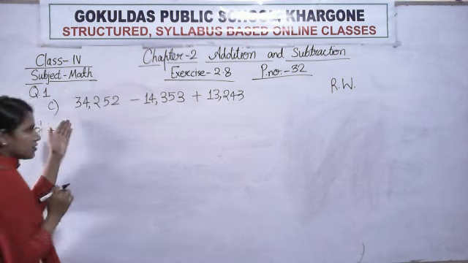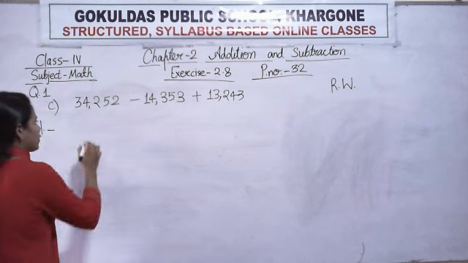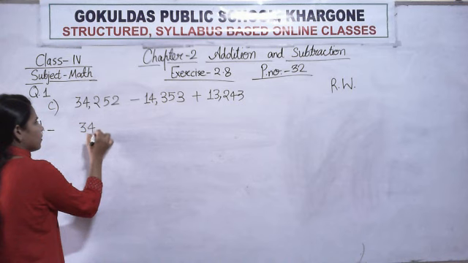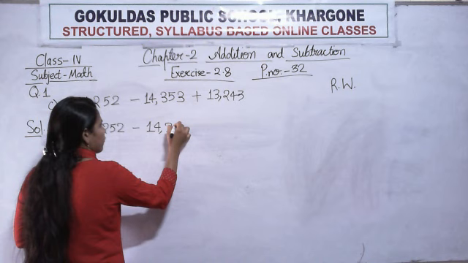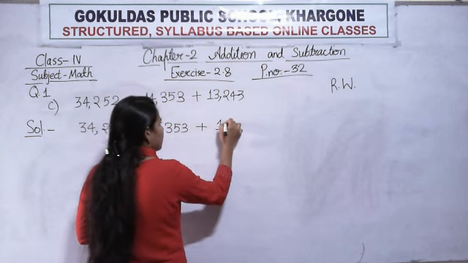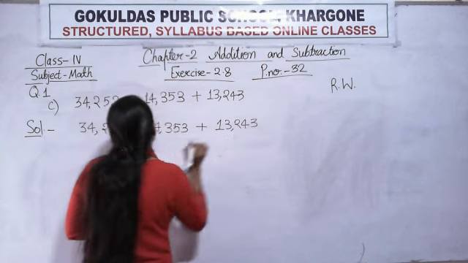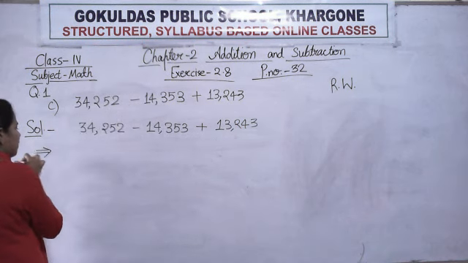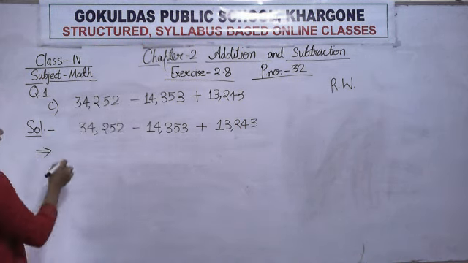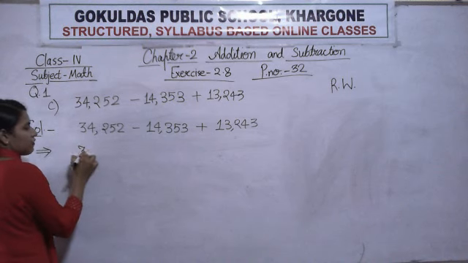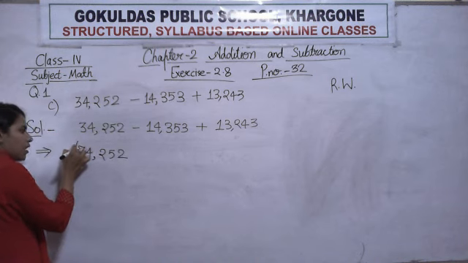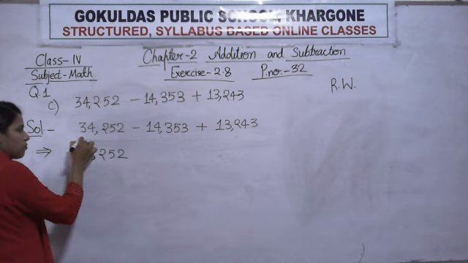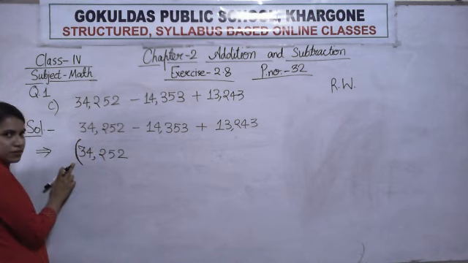Now how will we solve this? We will rewrite the question. So I am rewriting the question. Minus 14,353 plus 13,243. Now I am changing this step, so I am putting this symbol. Now what I will do is make a group of two numbers. So I will put a small bracket. My bracket starts before the number starts.